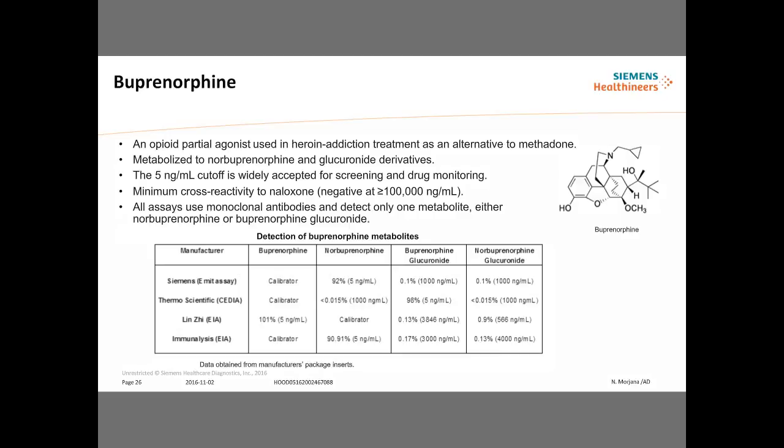For example, the IMIT assay picks up buprenorphine and norbuprenorphine equivalently. The CD assay also picks up buprenorphine and norbuprenorphine glucuronide. The other two assays pick up the same, buprenorphine and norbuprenorphine.